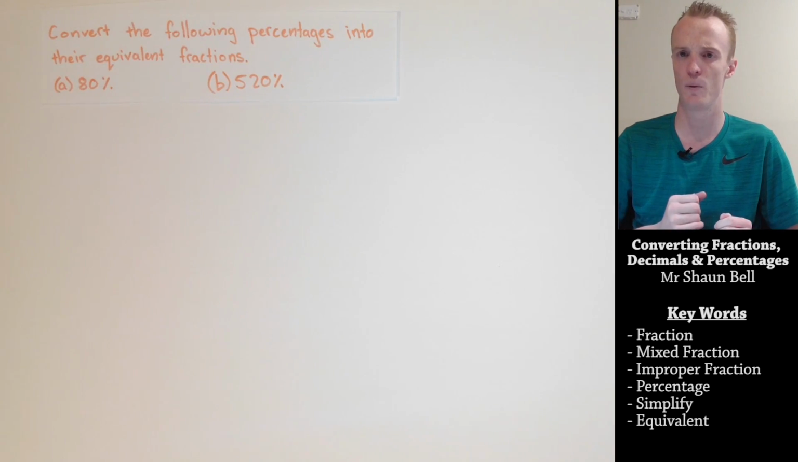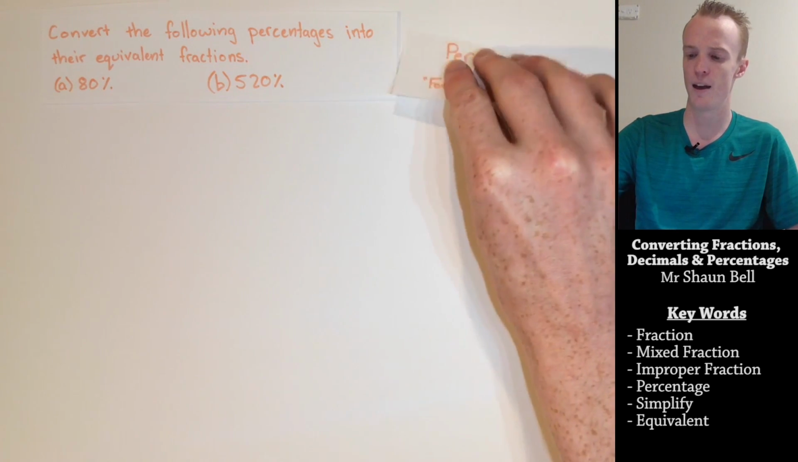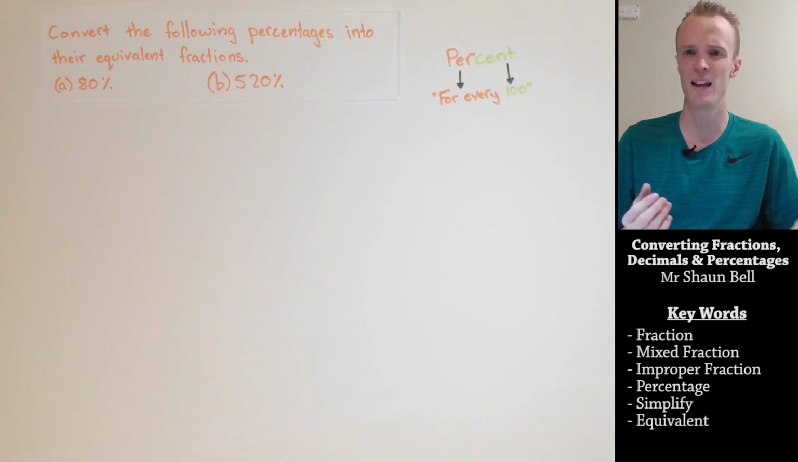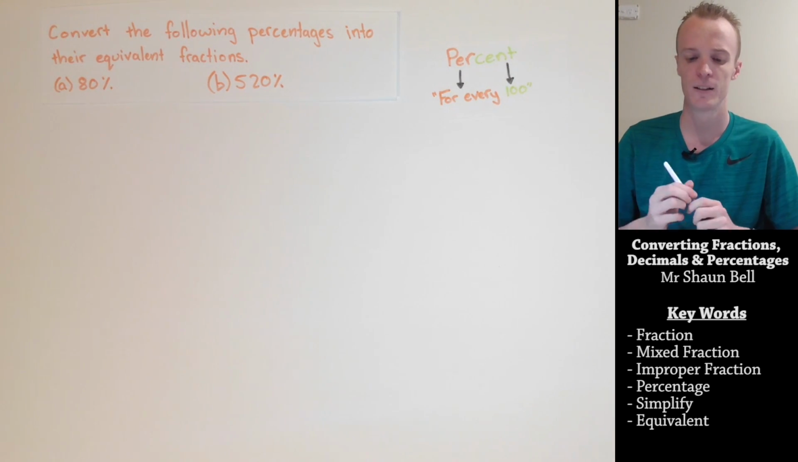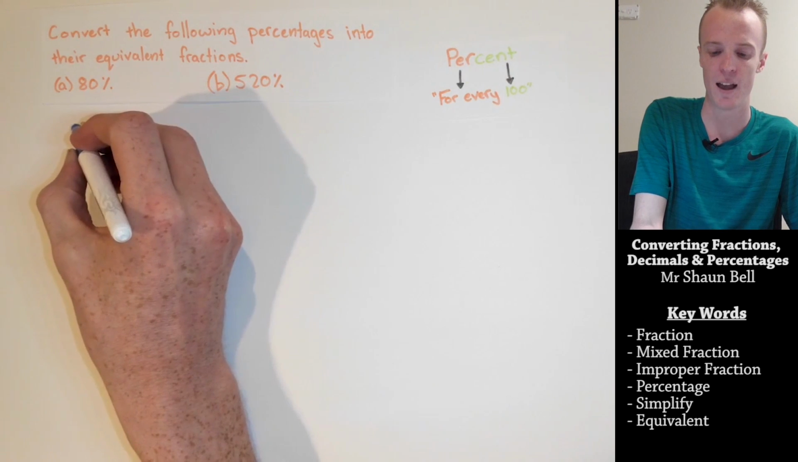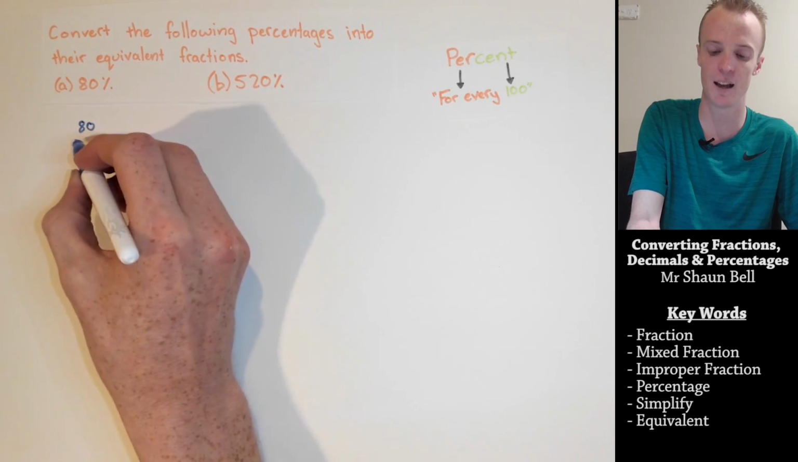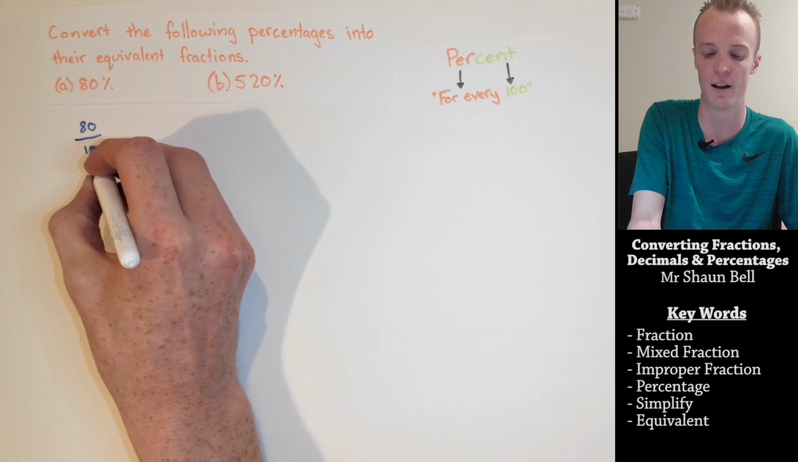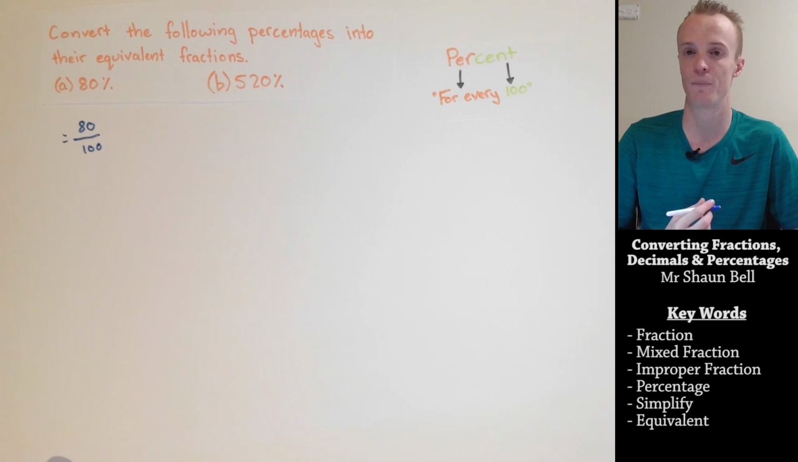Well, what if I want to go the other way? What if I want to convert a percentage here back to a fraction? Well, let's remember that the word percent means for every 100 or out of 100. So what that simply means is our percentage, to convert it to a fraction, is the same as saying it's out of 100. And suddenly 80% is written as a fraction.